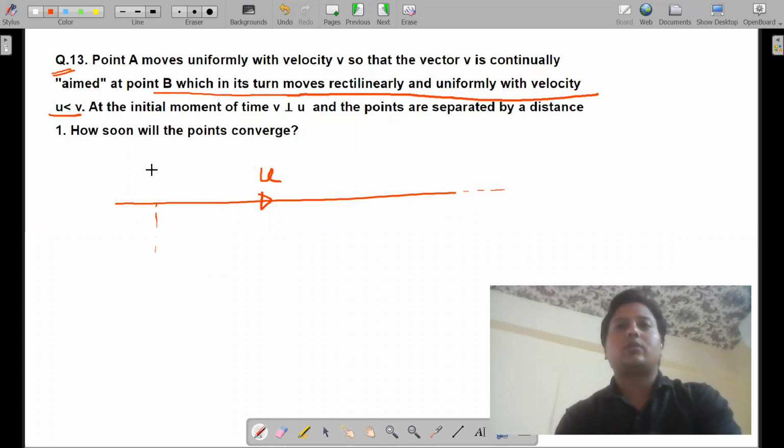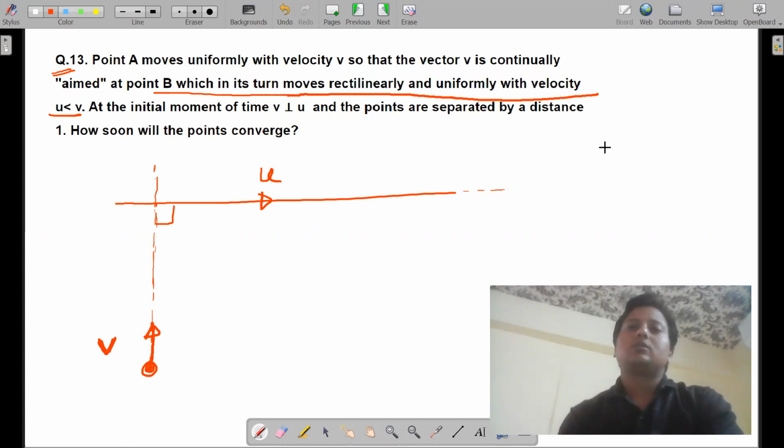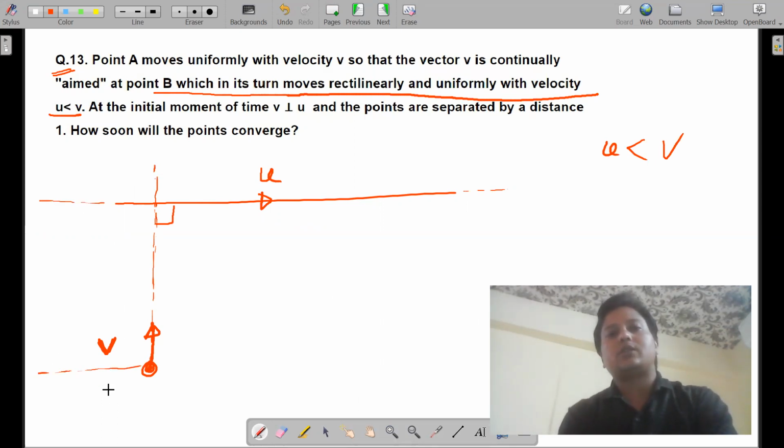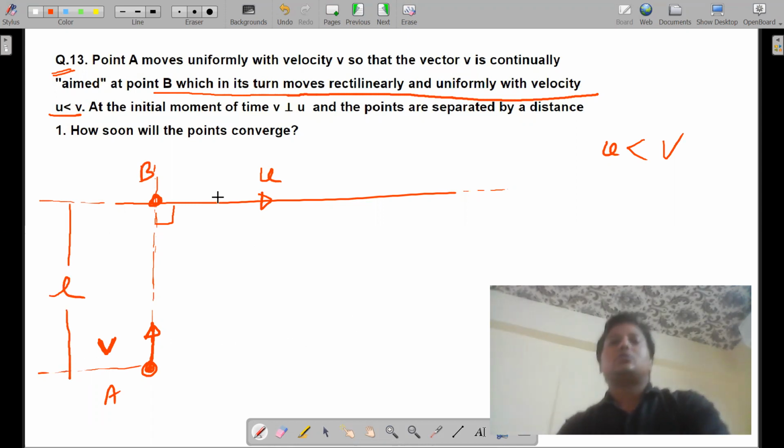And for the information of the other particle A, it is on another perpendicular line, suppose, and initially the motion is perpendicular to one another, with speeds v and u, and the relation given is that u is less than v. An initial separation is also given between particles A and B. The initial separation is L. So according to the question, how soon will the points converge?